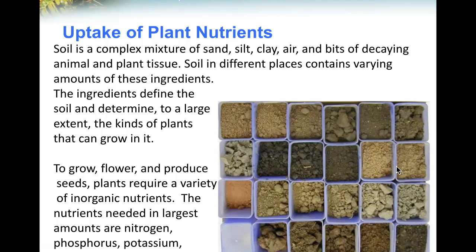This is a picture of different types of soil. Which do you think are the most nutrient rich?